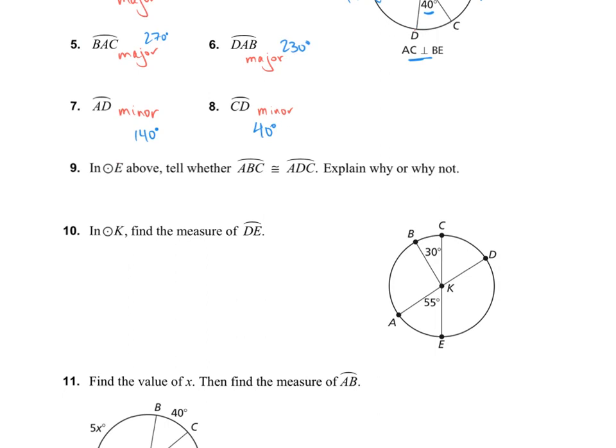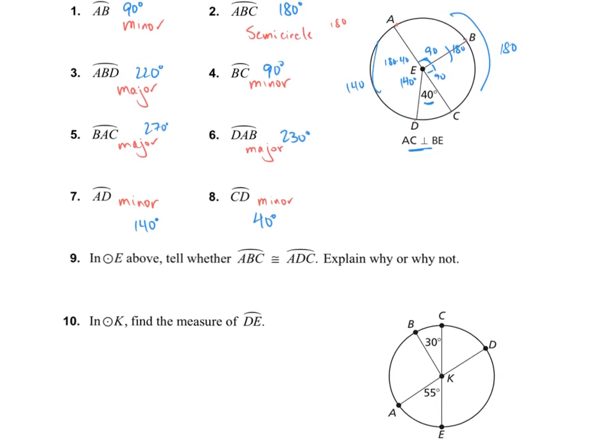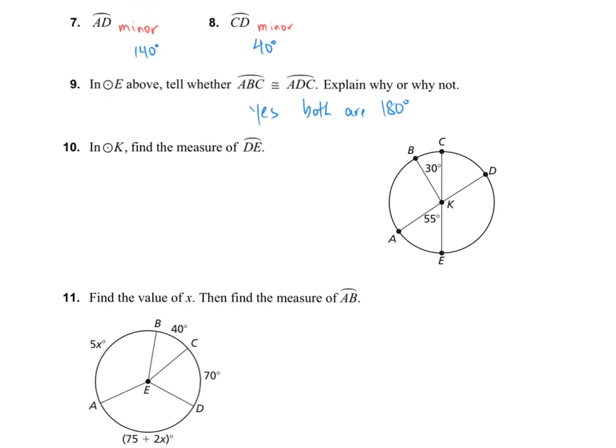On number 9, it says, in circle E above, so we're using this one again, tell whether arc ABC is congruent to arc ADC. So let's see. ABC, that's 180. ADC, that's 180 as well. And the answer is yes, both are 180 degrees. So then we have our next problem here, 10, and it says, in circle K, find the measure of arc DE.